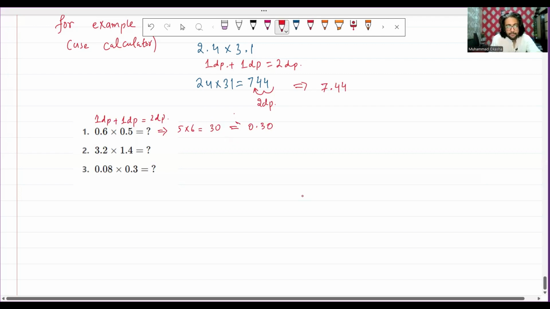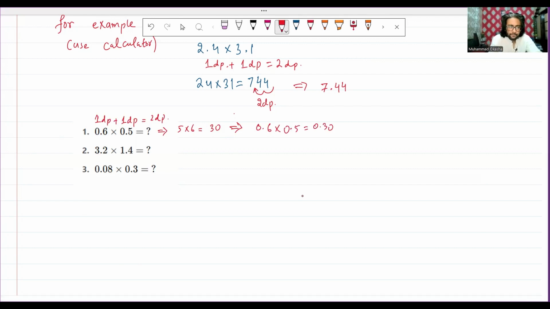So it follows from here that you can also repeat the question: 0.6 multiplied by 0.5 is equal to 0.30, because we took 30 and put the decimal places over here.